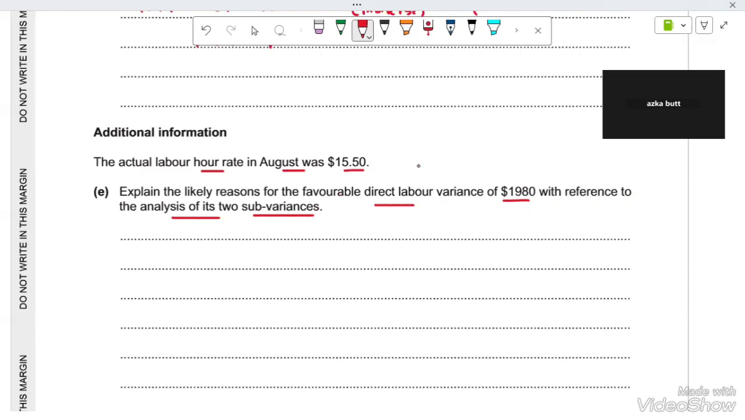If you just see the question again. Since this results in an adverse labor rate variance, the favorable overall labor variance of $1,980 must have been due to an even larger labor efficiency variance. So workers took fewer hours to complete the work.